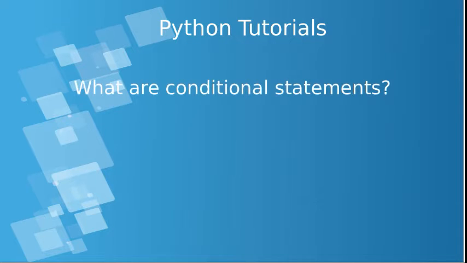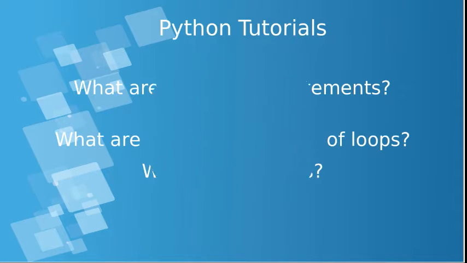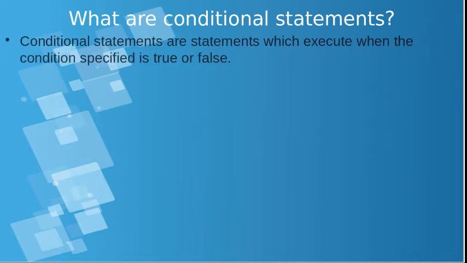Today we are going to continue our Python series. So today what we are going to learn is pretty simple. We are going to learn what conditional statements are, what the different types of loops are, and what functions are in Python. So first we are going to learn what conditional statements are. Conditional statements are statements which execute when a condition specified is true or false.